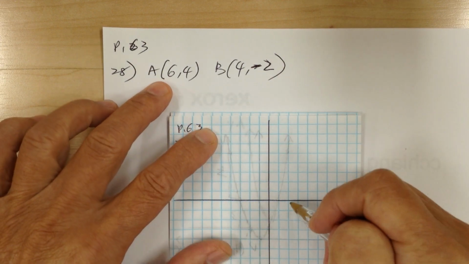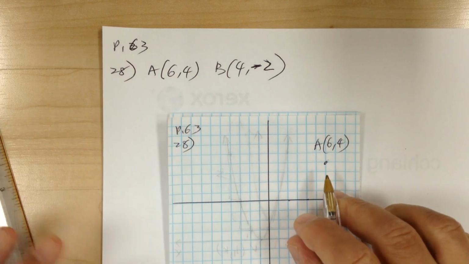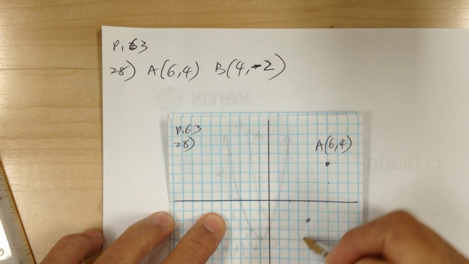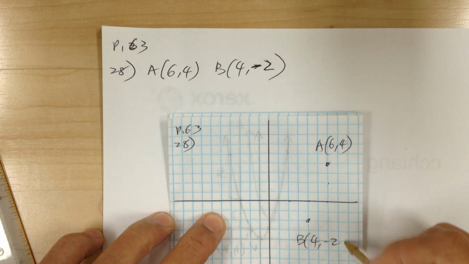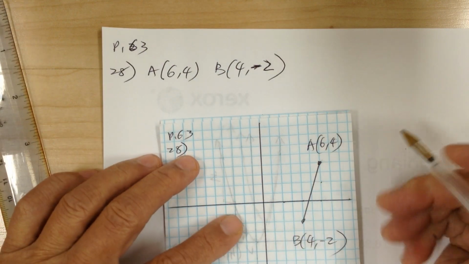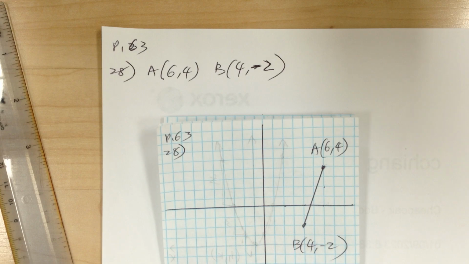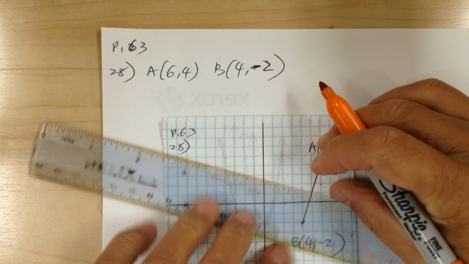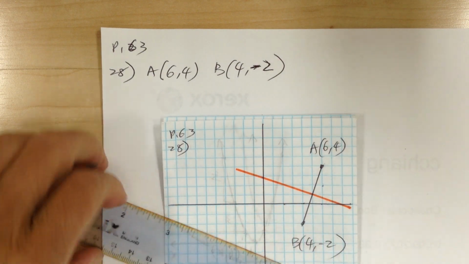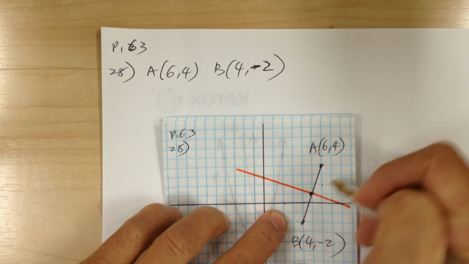Okay, so A is (6, 4). Okay, B is (4, -2). Okay, so first you sketch this. And next, you're looking for the perpendicular bisector. That means you're looking for this right over here. To find a perpendicular bisector, first you need to find this midpoint over here.